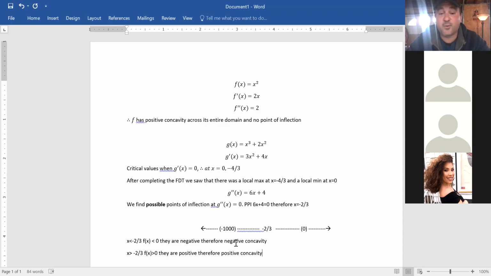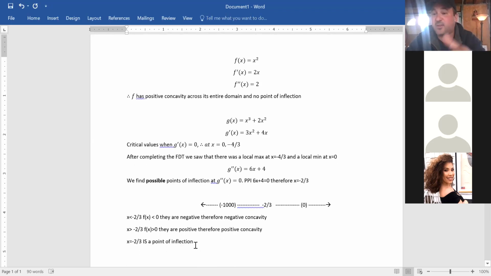Now, if you go from negative to positive concavity or positive to negative concavity, that location where that happens, which in this case is negative 2/3, is a point of inflection. That's the definition of a point of inflection. The location where you switch concavities from one to the other. And that's why this was a possible point of inflection, but now we know that this is a point of inflection. So x equals negative 2/3 is a point of inflection, because we changed from negative to positive, or positive to negative.